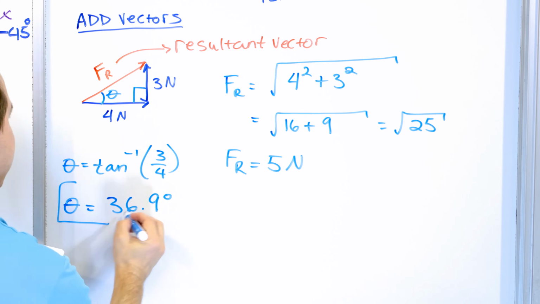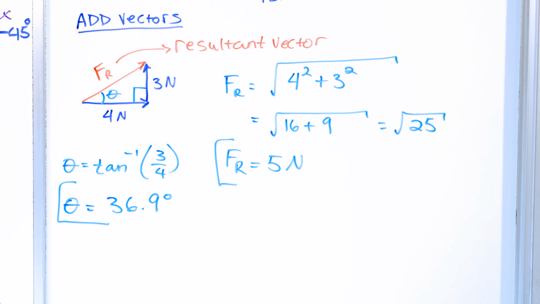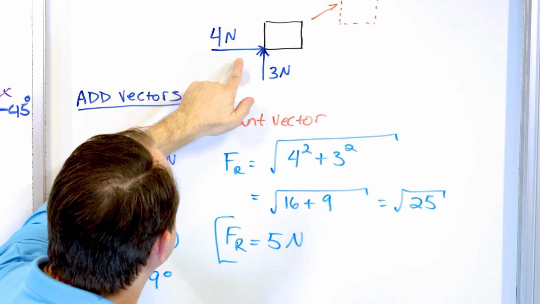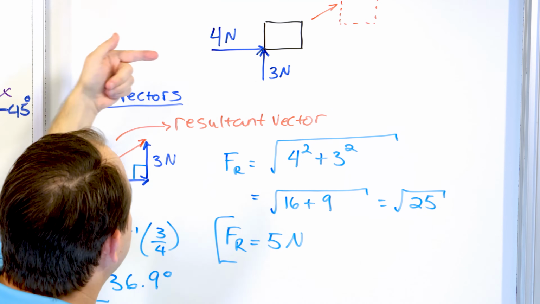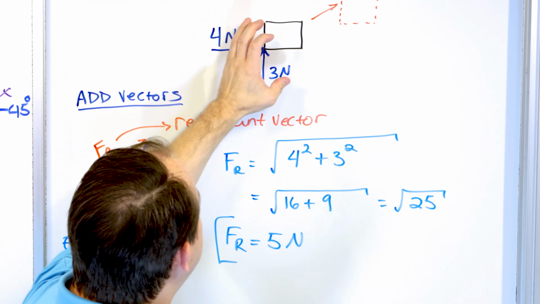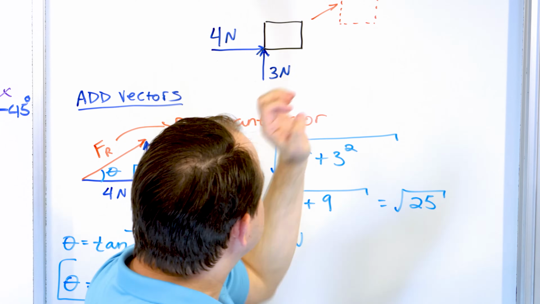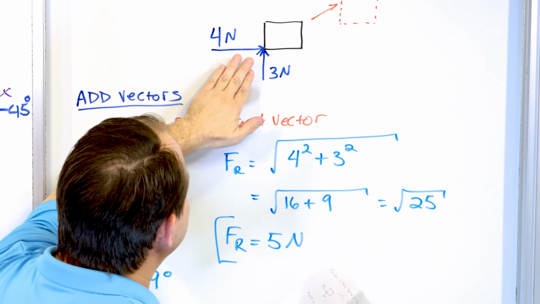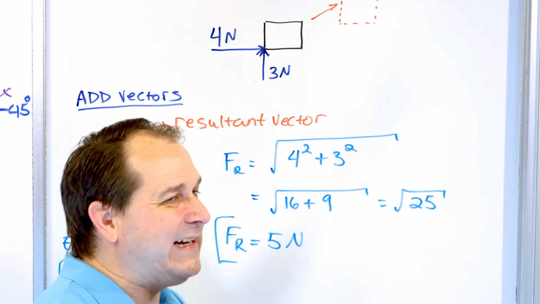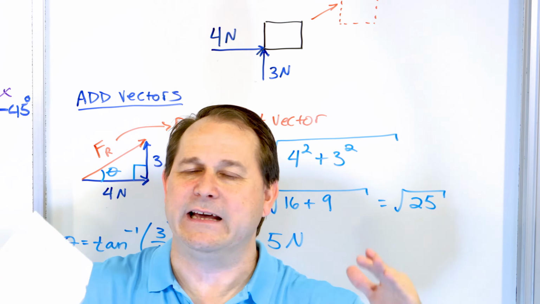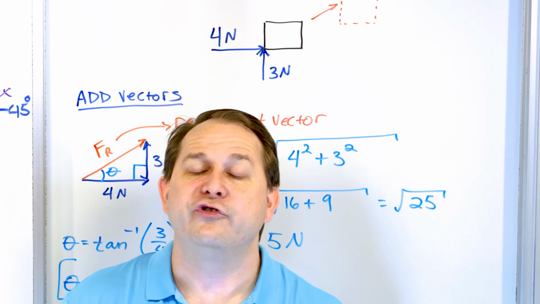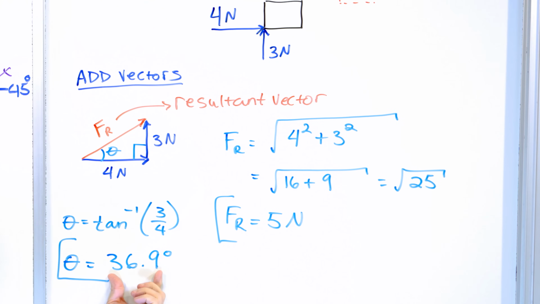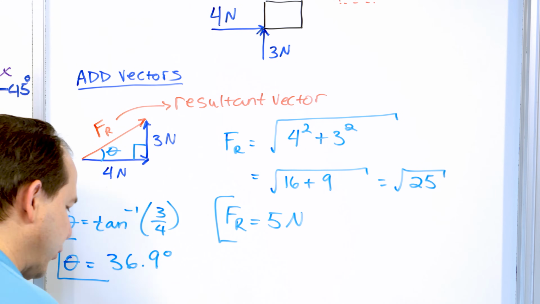So what we are saying is that if I take a block and I apply two different forces, one at 3 newtons going up, one at 4 newtons going to the right, then we know that this block is going to move obliquely, right? And what we're saying is that that situation with two forces acting is exactly equivalent to a different situation where a single force of 5 newtons acts at an angle of 36.9 degrees.